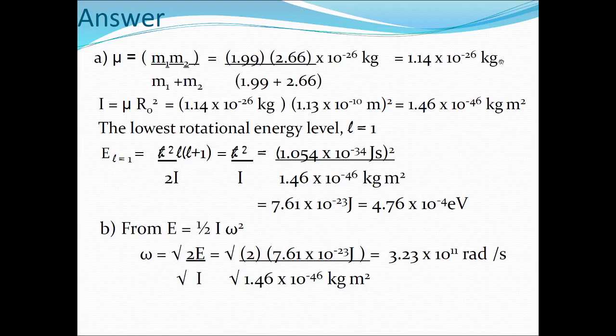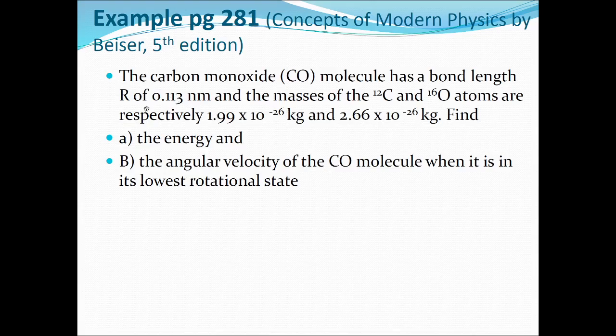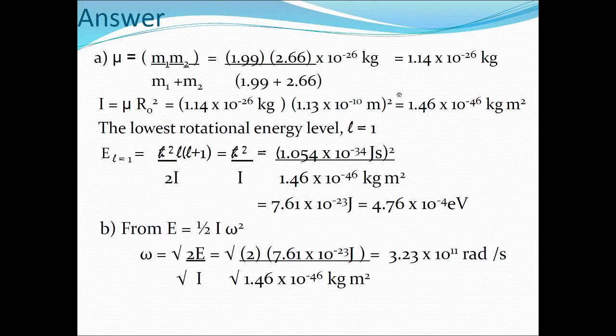Okay, after you get this, you have to calculate the moment of inertia. Here I is equal to mu times r squared. This one is given, and the value of r you have already calculated before. So just substitute into the equation, mu here and the value of r here. So you get the moment of inertia is 1.46 times 10 power of negative 46 kilogram meter squared.